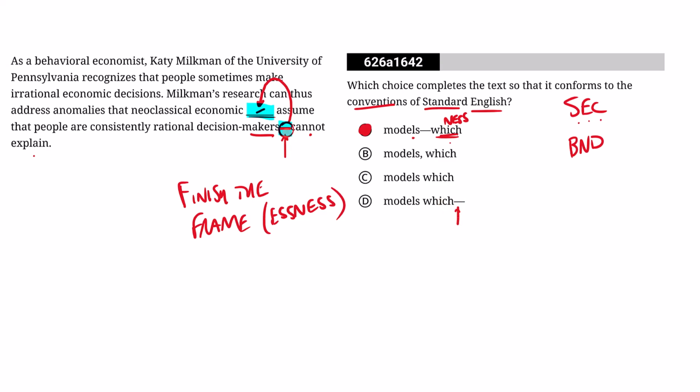Some students might see the second dash and think, well, why can't I put a dash after the which? And the reason you can't is because the sentence would no longer really make sense. Milkman's research can thus address anomalies that neoclassical economic models which cannot explain. If you start the dash before assume and end at makers, what you are implying is that everything from assume to makers is your non-essential element. And again, if you read the sentence without everything from assume to makers, you get some nonsense. So the answer here is A.